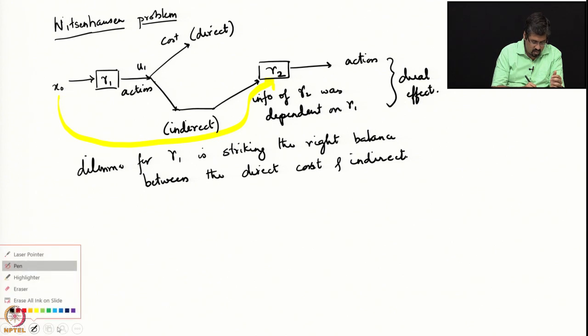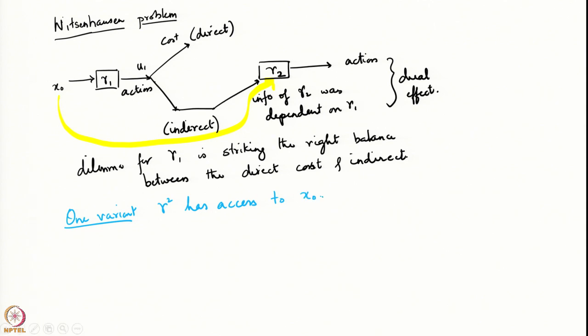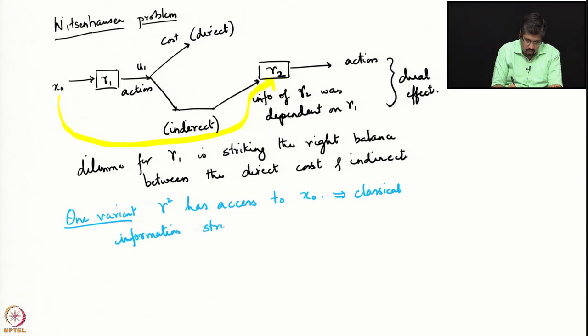So, this was one of the variants we considered: gamma 2 has access to x 0, the initial state. In other words, it has access to the information that the first controller has when it takes its action. As a result, this makes it a classical information structure. Because this is now a classical information structure, we were actually able to solve the problem rather easily. We found what the optimal controllers were, and we in fact found the optimal cost as well under those controllers.